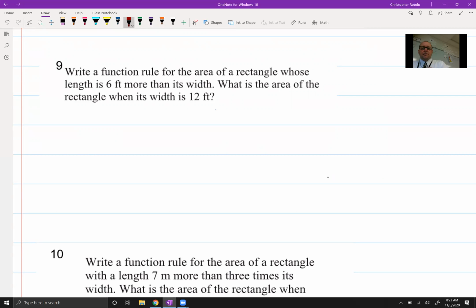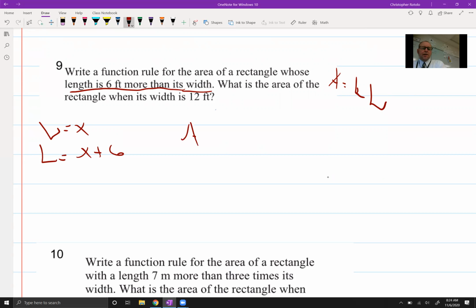Area of a rectangle. Okay, so area, length times width, whose length is 6 more than its width. All right, so here we have that comparison one more time. So the width is x, and the length, how do we say 6 more than that? That's x plus 6. What's the area of the rectangle when the width is 12?